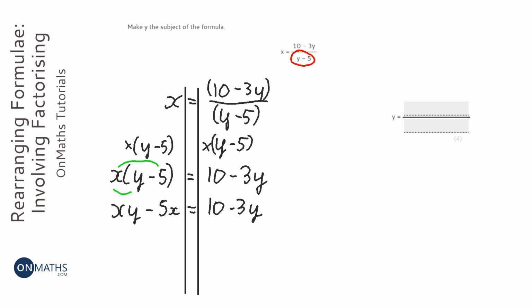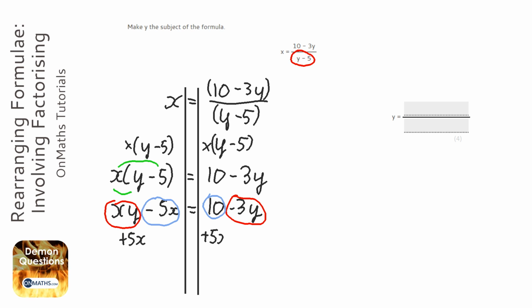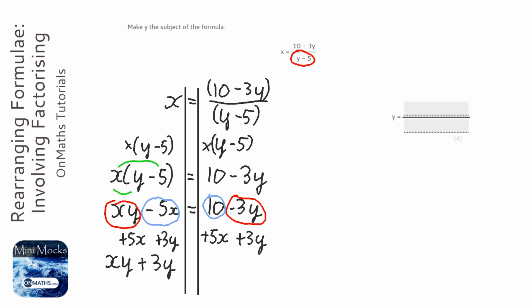So what I want to do is try and get all of the y terms to the left hand side and all of the other terms, so the x terms, the number terms, whatever, on the right hand side. So I'm going to add 5x to both sides, but I'm also going to add 3y to both sides as well. So I'm doing 2 in 1 here. So it's xy plus 3y. And on the right hand side we've got that 10 that hasn't moved plus 5x.